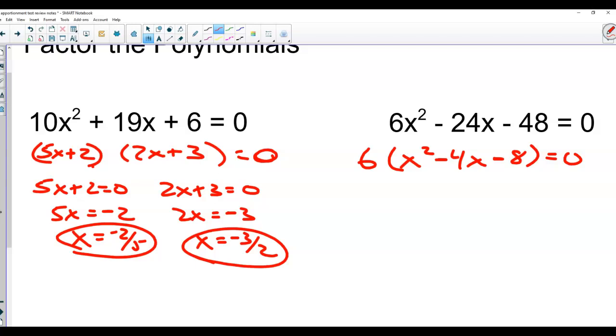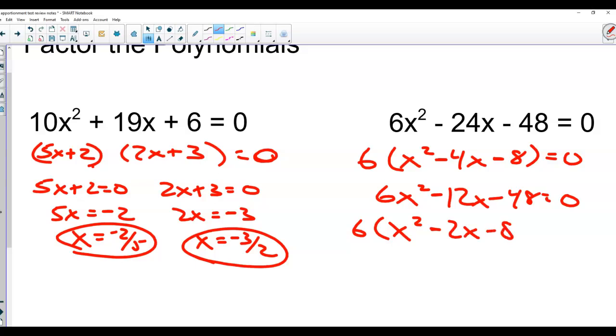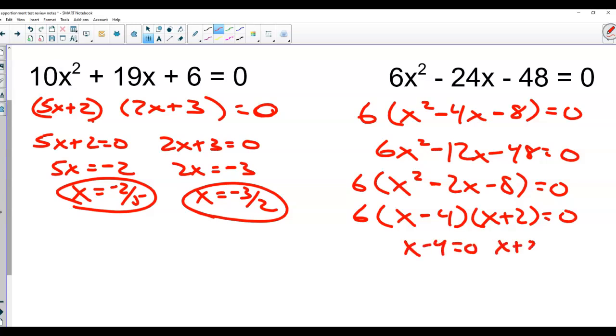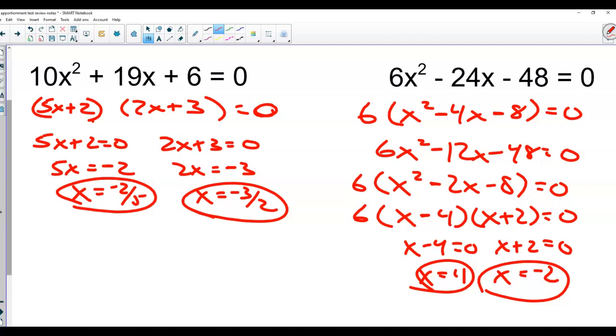What I should have made the problem is like this. If you want to copy this one down as another example, feel free to. If I pull a 6 out of here, I'm left with x squared minus 2x minus 8. And that can be factored. That's x minus 4, x plus 2. And then my answers: x minus 4 equals 0, x plus 2 equals 0, x equals 4, x equals a negative 2.